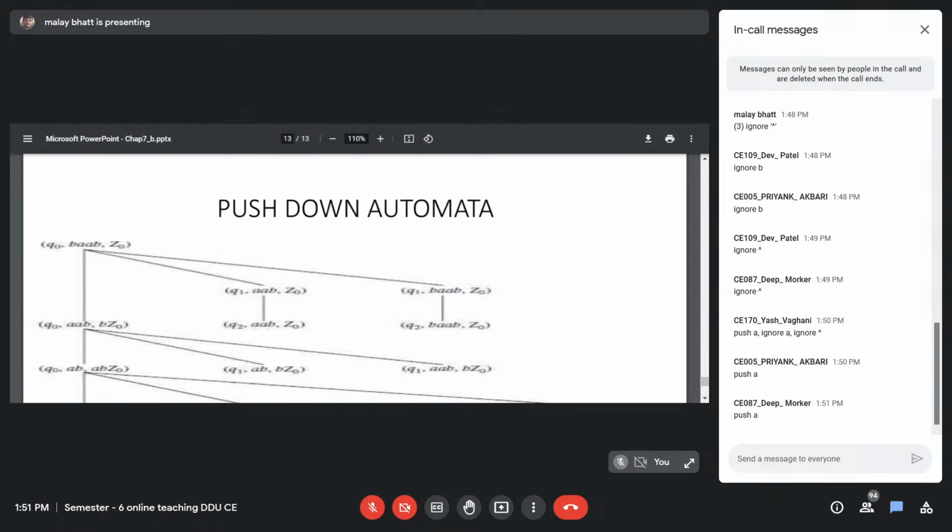The second level, middle branch. Similarly, the second level, third branch. It is Q1 AAB and BZ0. So that will also crash because for Q1 AB, there is no such rule. Similarly, Q1 null B, there is no such rule. So only the leftmost branch will survive here. So let us further extend it.